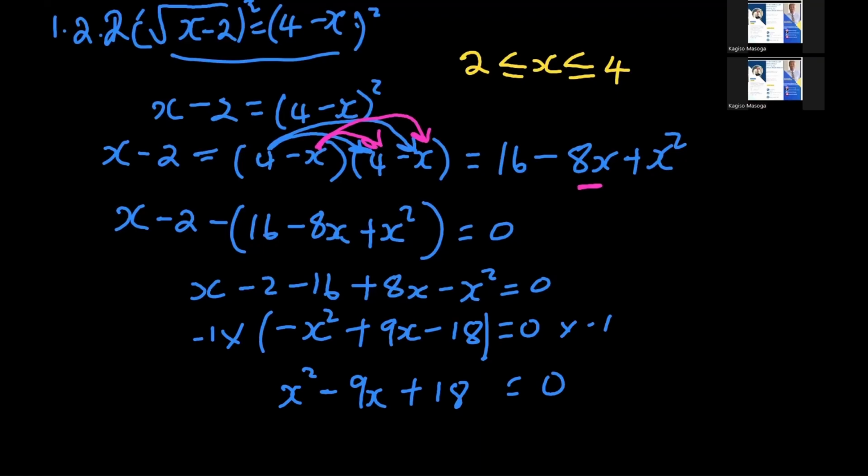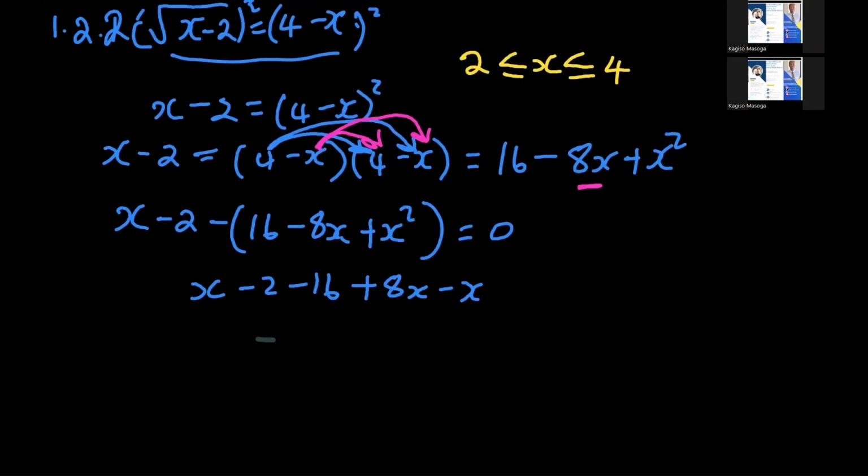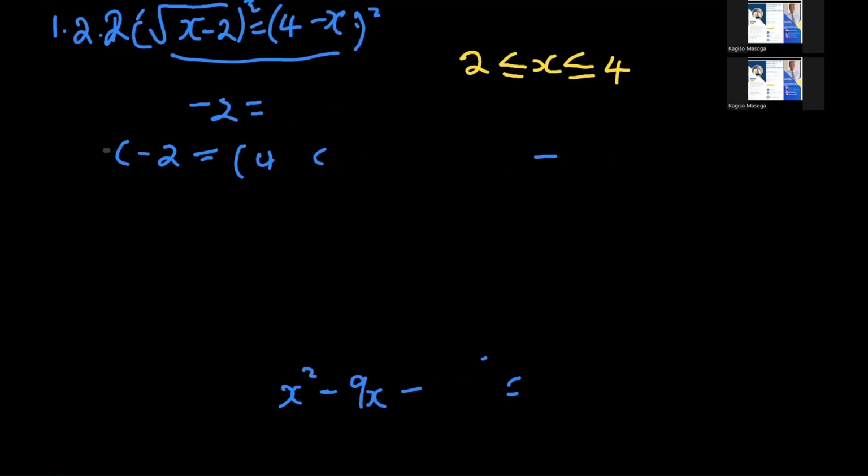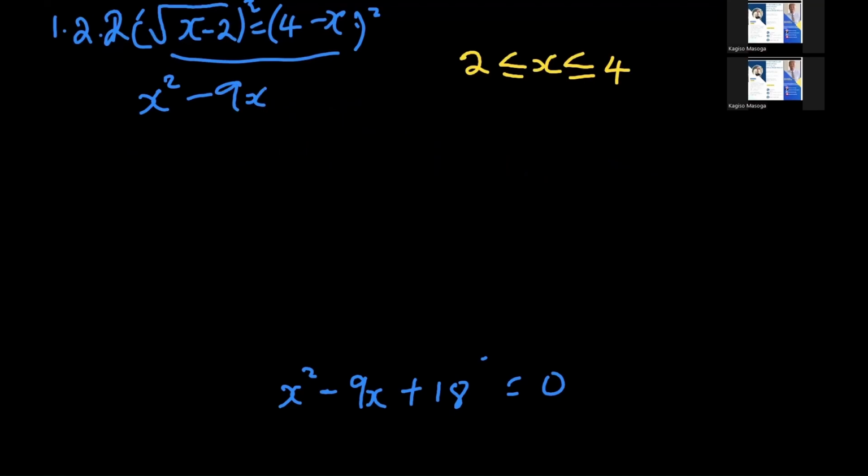I'm just going to remove everything here for space because I need space. Hope that you are writing this down or you wrote it down. So this is our expression here. Let me just rewrite it. x squared minus 9x plus 18 equals 0. Let me just remove this one too.